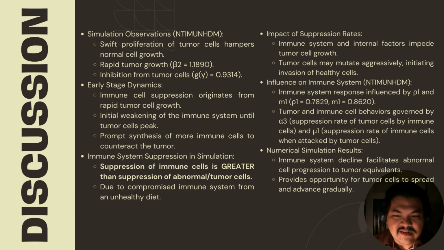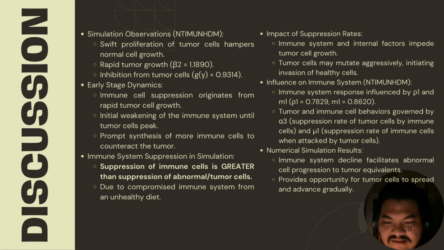And in the early stage dynamics, as you can see from the previous slide, the immune cell suppression originates from the rapid tumor cell growth. So when the tumor increases to its peak in the initial days, the immune cells decrease as they're being attacked by the tumor cells. The initial weakening of the immune system lasts until the tumor cells peak, whereby the body is signaled to produce more immune cells to counteract the tumor. However, the tumor cells decrease and then go to a steady state. Same goes for the immune cells.